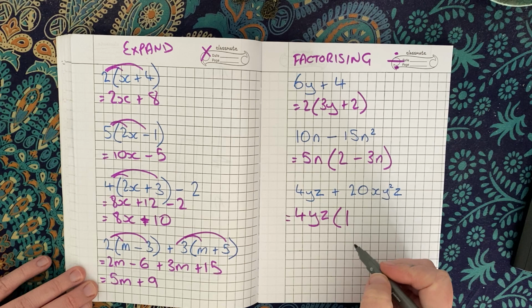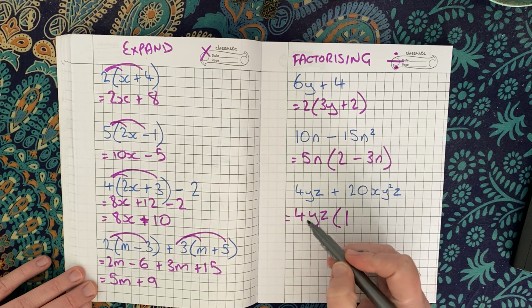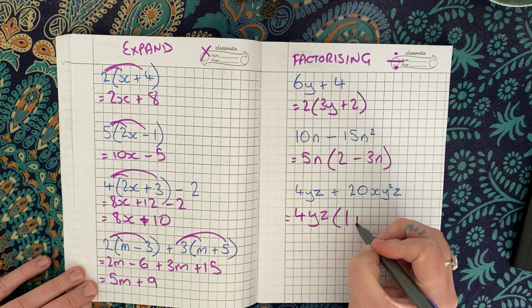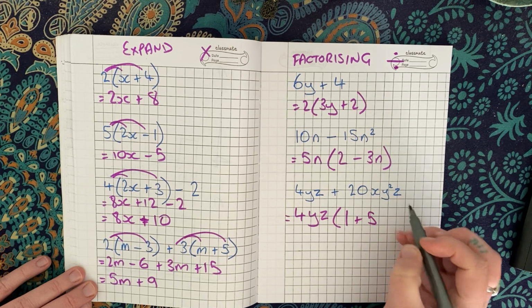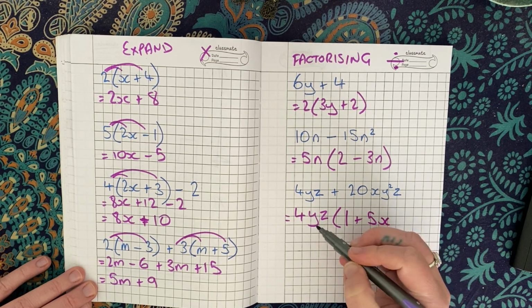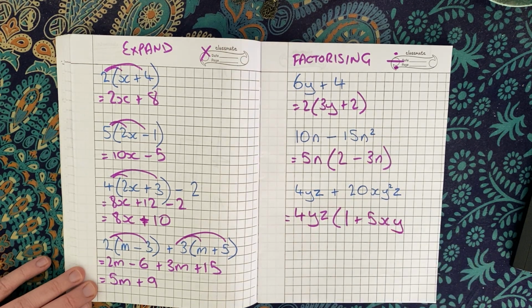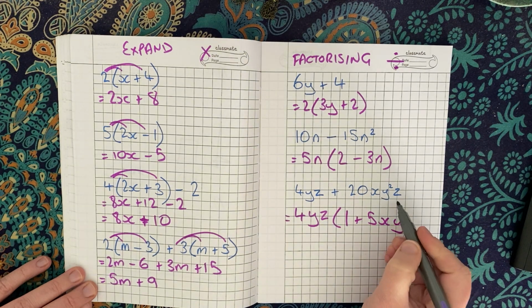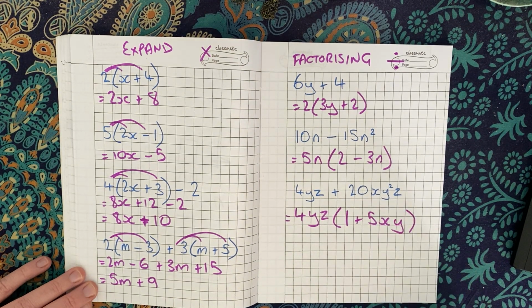So we leave 1 there, and then we divide this by 4yz. So 20 divided by 4 is 5. X, well, we've got to keep that. We only took out 1 y, so we have to leave one of the y's behind, and we already divided out the z. So then we're left with that.